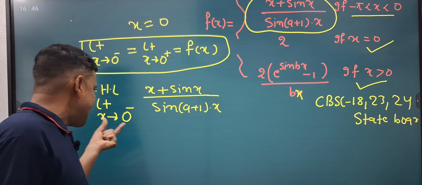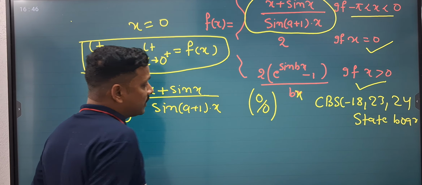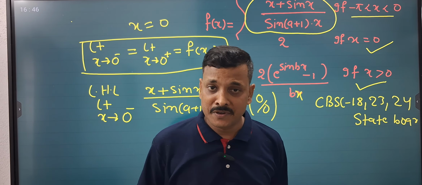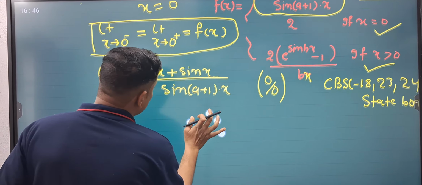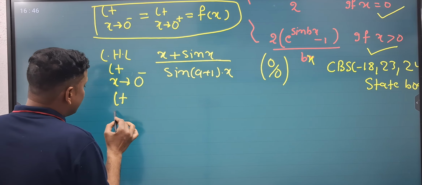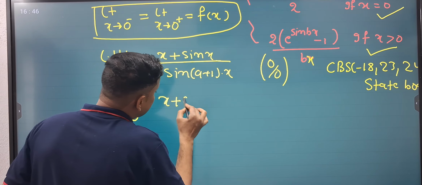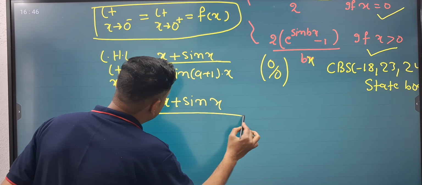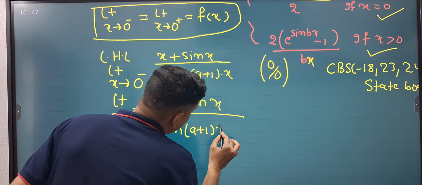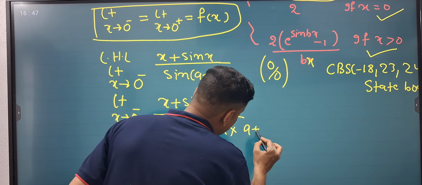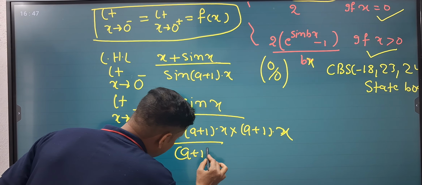If you put the value of x in this function directly, you will get 0 by 0 form. And from the limit chapter, you know that 0 by 0 form is not defined. For that, you have to operate on this function. So what will you do? You will write the next term, limit x tends to 0 minus. Here I have to multiply and divide in the denominator with (a plus 1) into x by (a plus 1) into x.